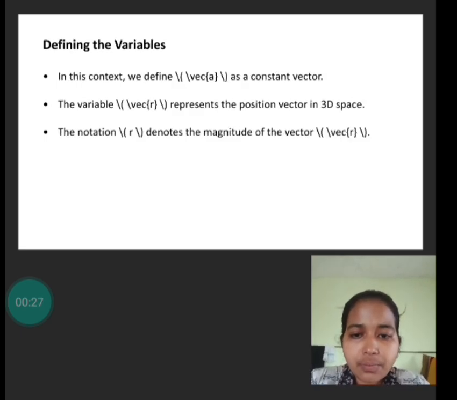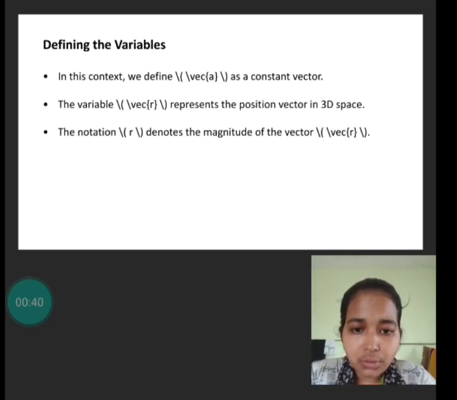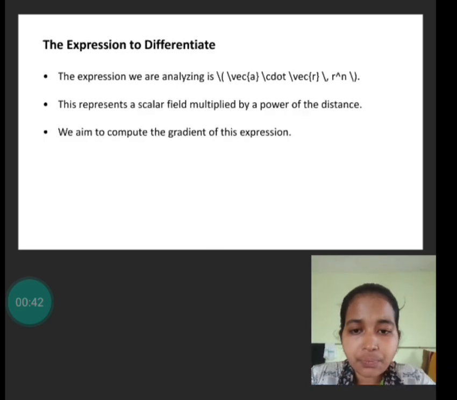Defining the variables. In the text, we define vector A as a constant vector. The variable vector r represents the position vector in 3D space. The notation r denotes the magnitude of the vector.